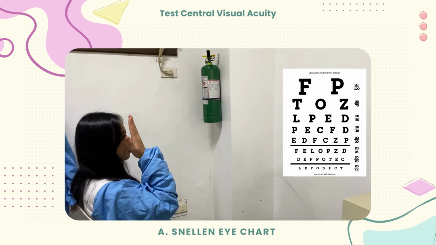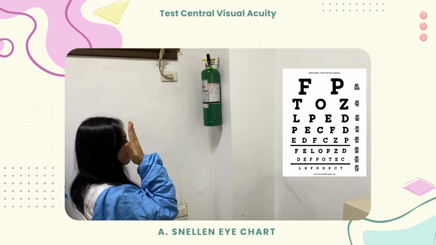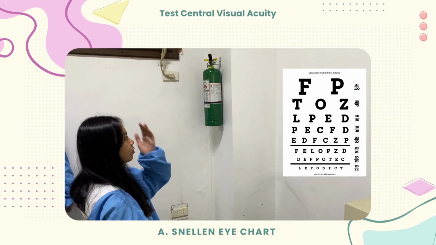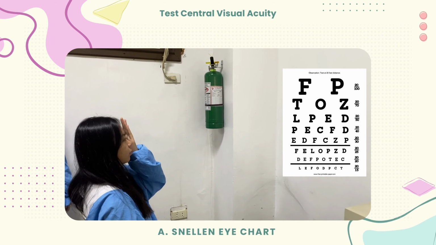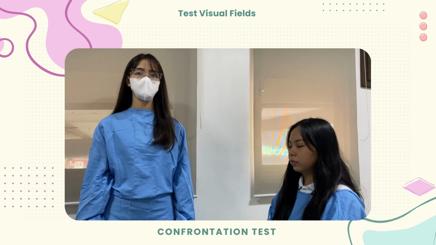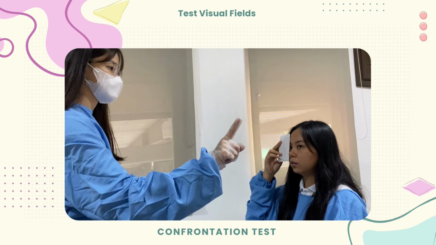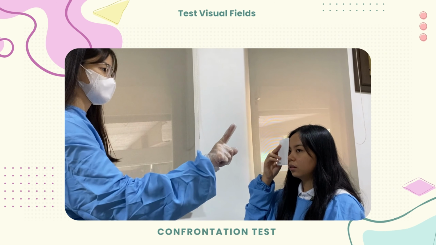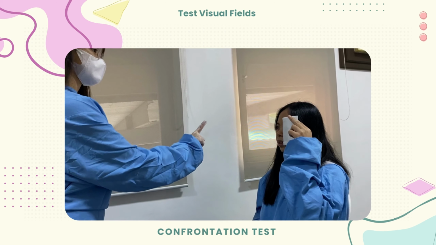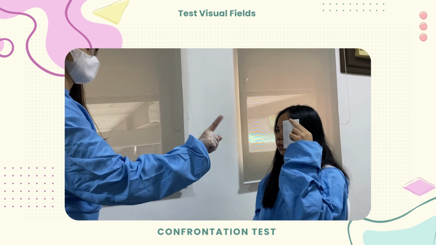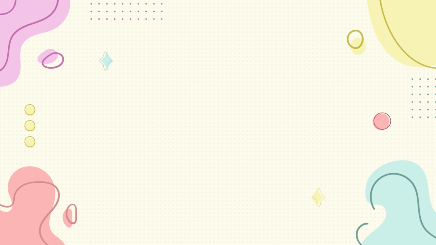Place the Snellen alphabet chart in a well-lit spot at eye level. Ask the person to read through the chart to the smallest line of letters possible. Test visual fields. Confrontation test. Position yourself at eye level about 2 feet away. Looking straight at you, the person covers one eye with an opaque card as you cover the opposite eye.